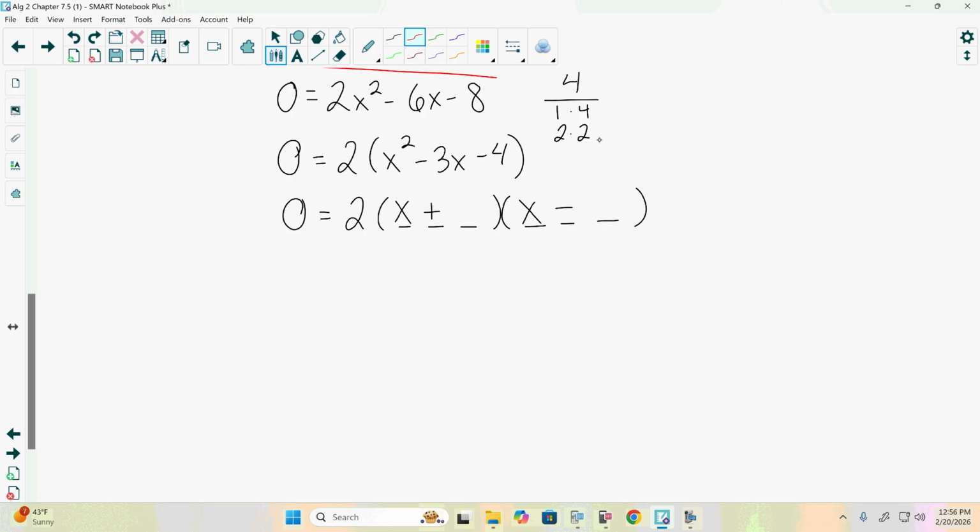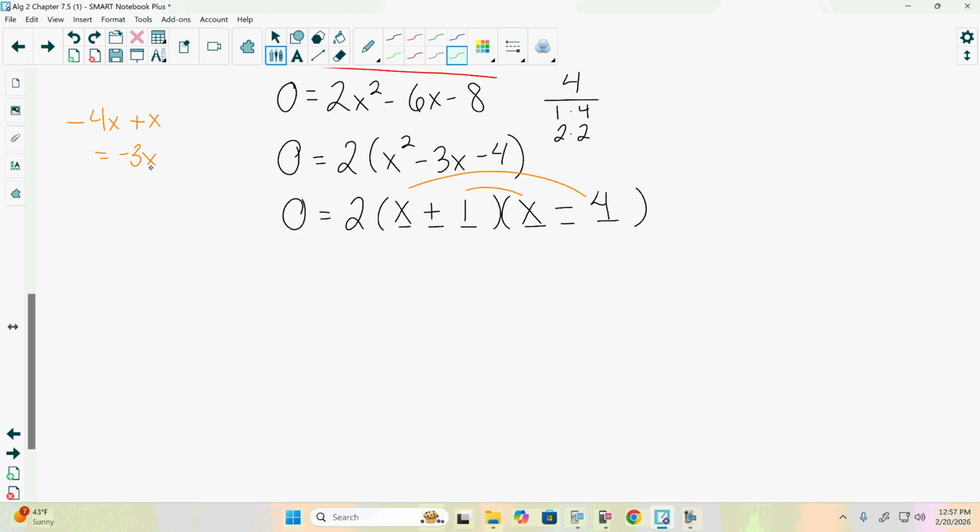Now, interestingly enough, we wouldn't want to pick 2 and 2 because of the signs, because x plus 2 times x minus 2 are actually our factors for our difference of perfect squares. So we're most likely going to need 1 and 4. And we can check and make sure these are the correct factors. X times negative 4, negative 4x. 1 times x is positive 1x.